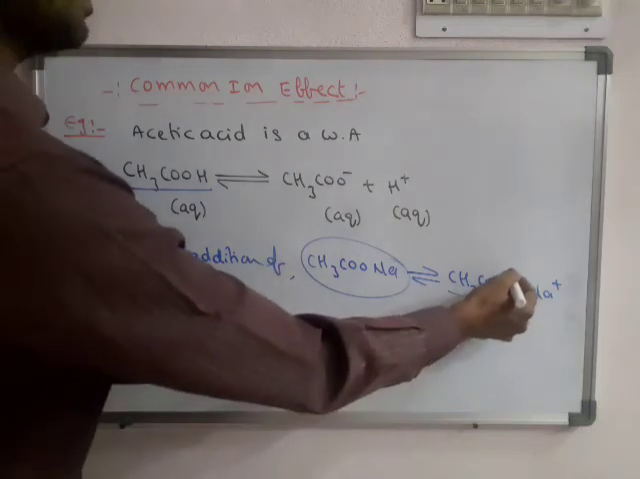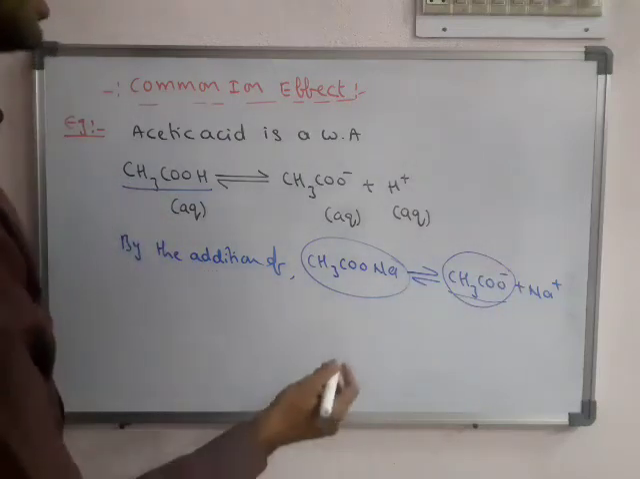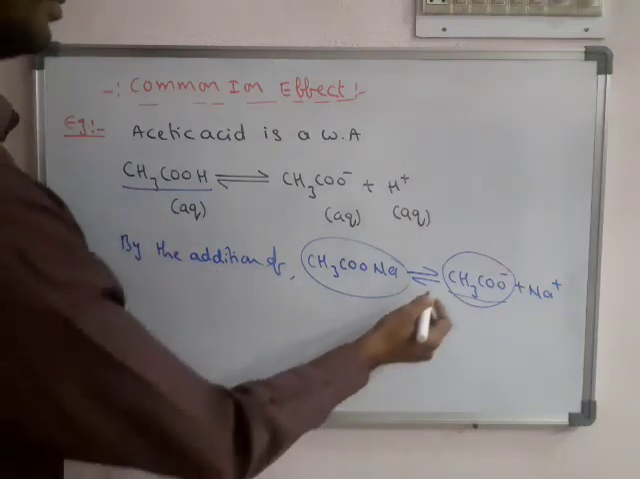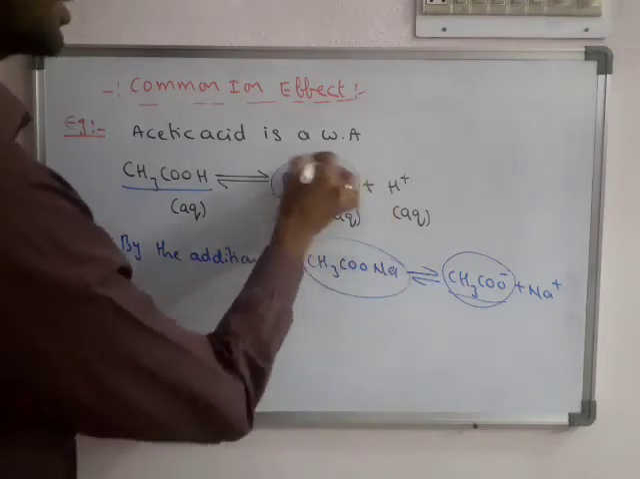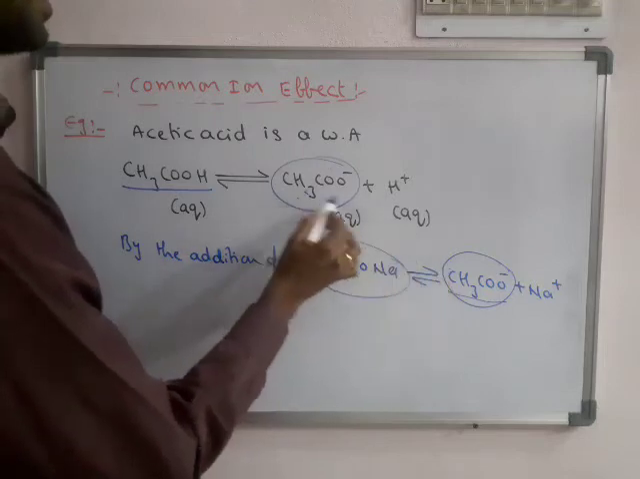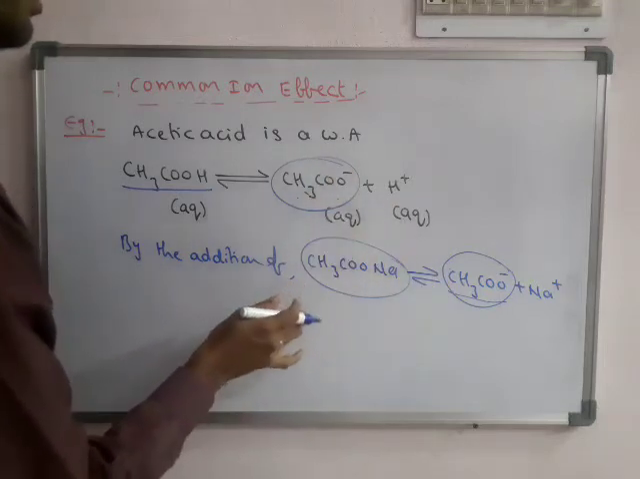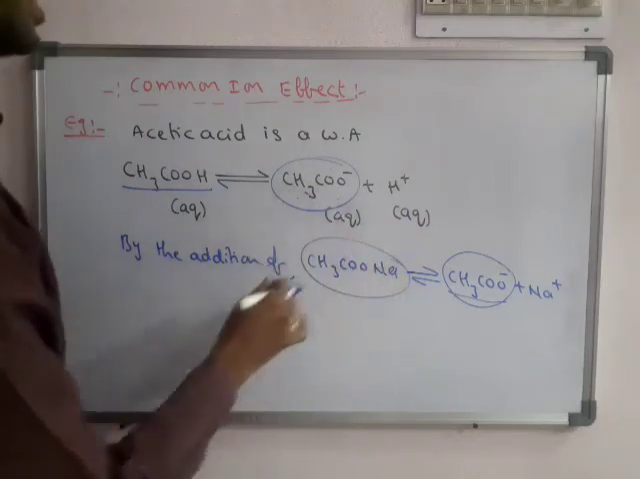So mainly this acetate concentration increases in the products, which means there is an increase in the concentration of acetate ion, that is, the concentration on the right side increases in the equilibrium.